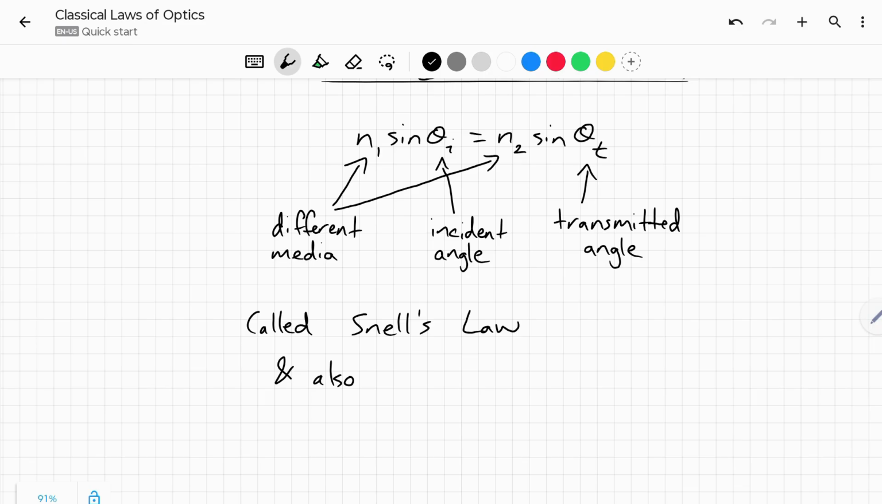whichever one is easiest to remember. For me, I always call it Snell's law. That was because when I first learnt it, that was the name used. So that's easiest for me to remember.